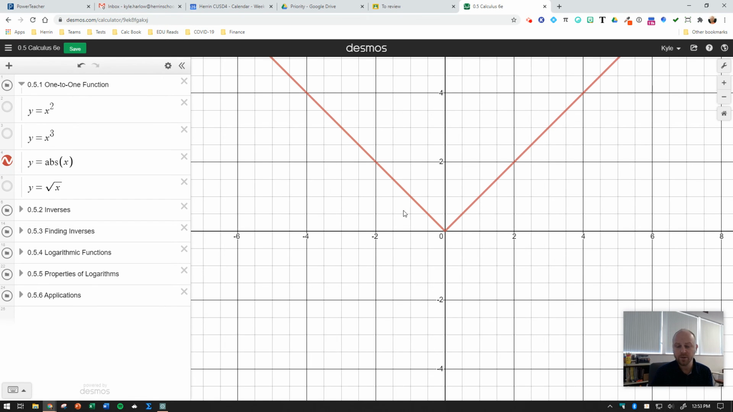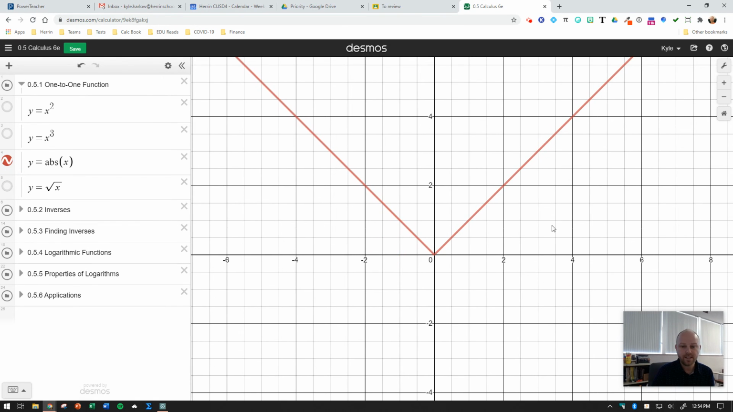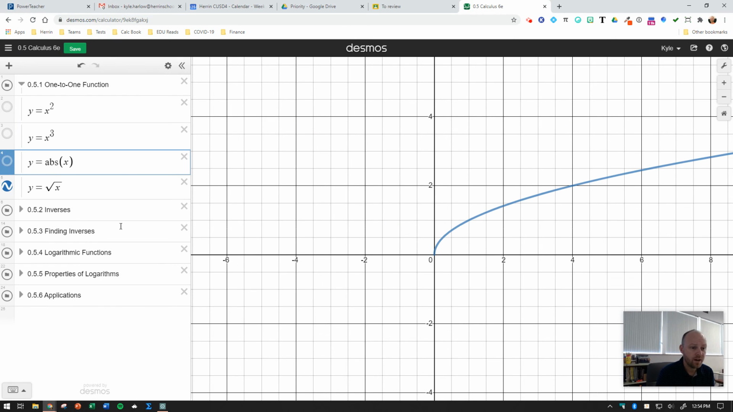Here's absolute value of x, and we can see that if we were to run horizontal lines through this, we would have multiple touches, much like we did on x squared. This one fails, and it is not a one-to-one function. But for y equals the square root of x, we do have a function that passes the horizontal line test, so that one is one-to-one.